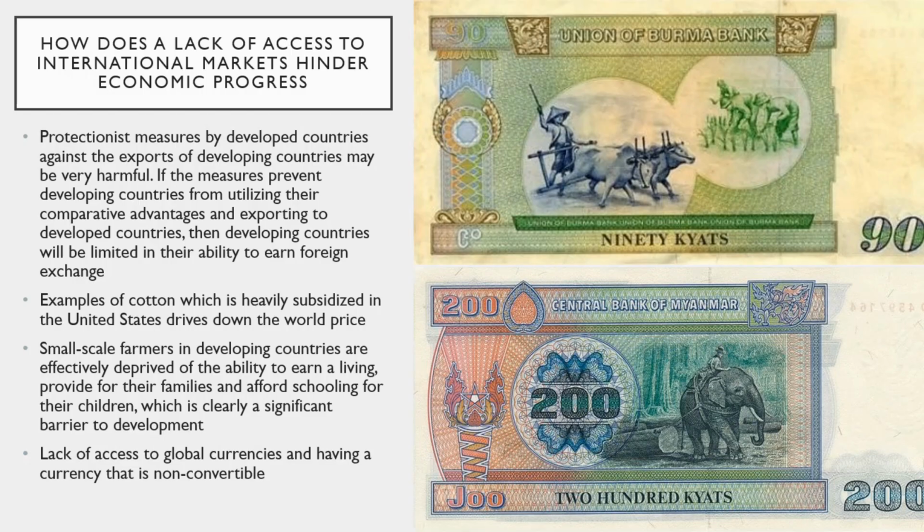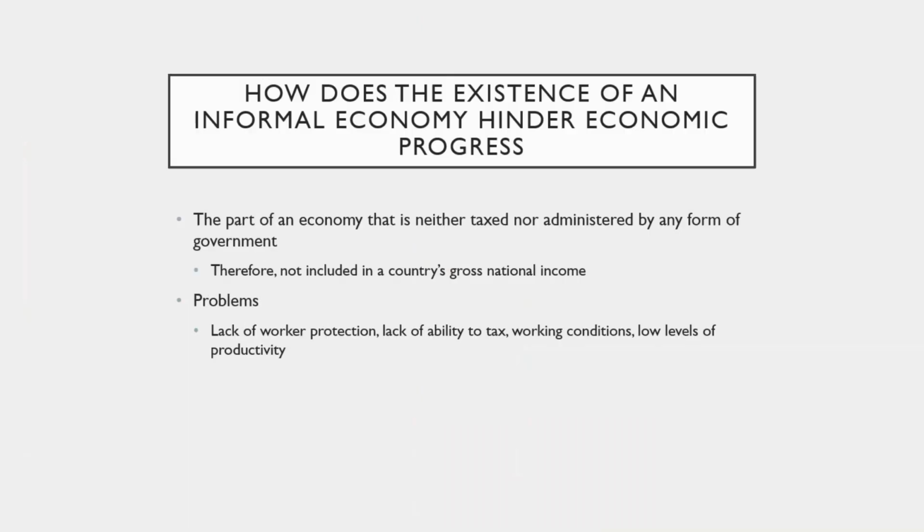A lack of access to international markets can also hinder economic growth. Protectionist measures by developed countries against exports of developing countries may be very harmful. If they prevent developing countries from utilizing their comparative advantage and exporting to developed countries, it's going to limit their economy. Small-scale farmers and the primary, agricultural sector will be hurt by this. It's going to lead to lack of access to global currencies and having a currency that's non-convertible.